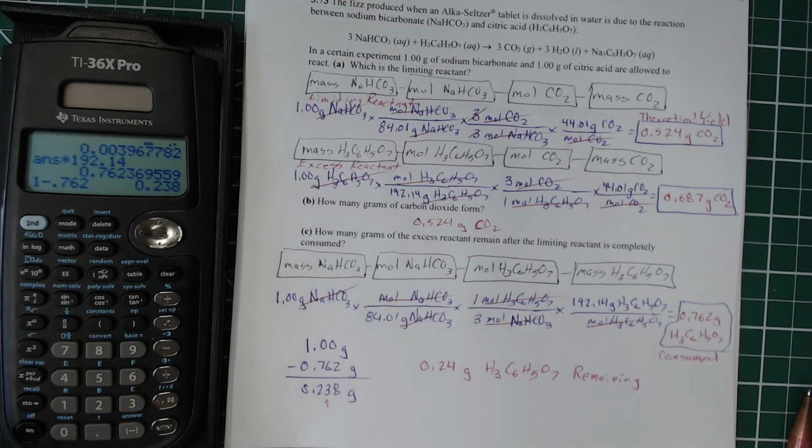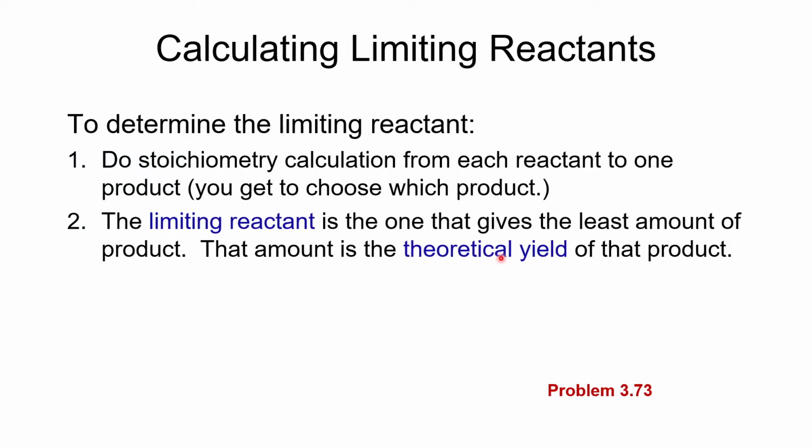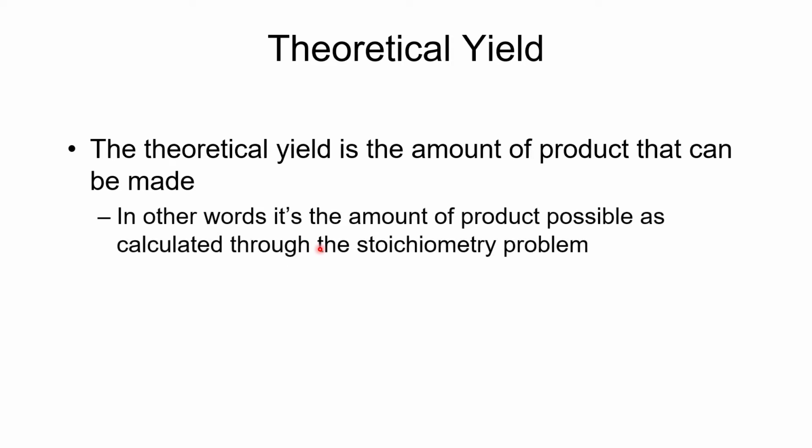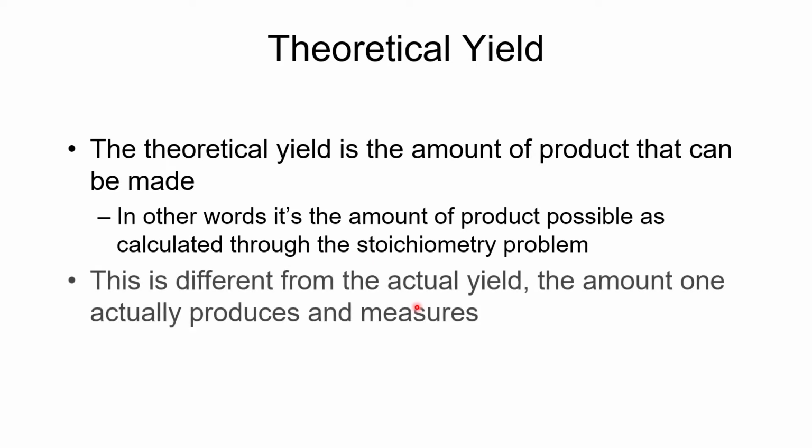Okay, so we're going to go back to the presentation, and we're going to talk about the theoretical yield just a little bit more. The theoretical yield is the amount of product that can be made when you are doing this reaction. So it is the amount that can be made. In other words, it's the stoichiometry problem from the limiting reactant to the product. All right. This is different than the actual yield. If you've done any lab stuff, you already know that there's the amount that you think that you're going to get, and then there's the amount that you actually get, and often that amount that you actually get is significantly less than you thought you were going to get. So the actual yield is different than the theoretical yield.